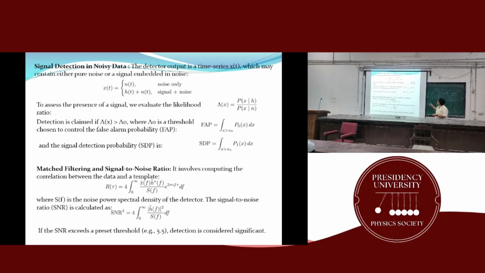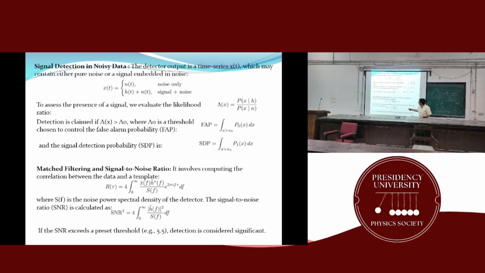Now we see the power spectral density for this. This PSD or power spectral density is denoted by Sn as a function of f. Using this we can calculate the SNR, the signal to noise ratio, like this, dividing the strain in frequency with PSD, integrating with the constant gives SNR square.